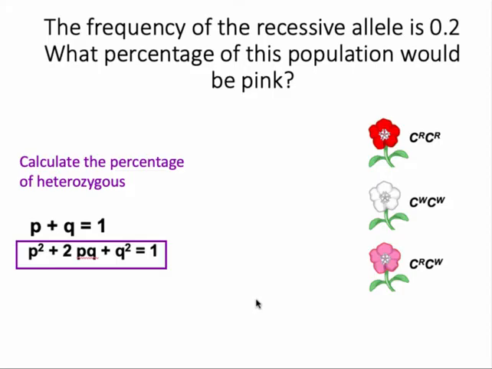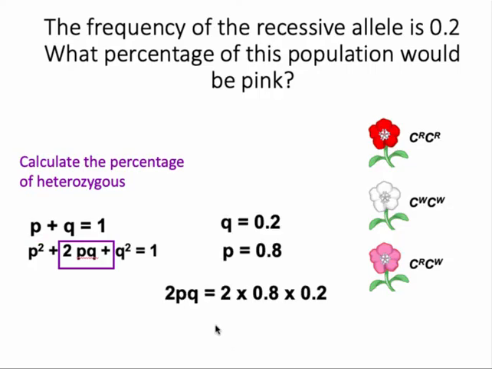And we can use that now to calculate, using this equation, the percentage of heterozygous in the population, which is the term 2pq. So now that we have p and q, we calculate 2pq, which is 2 times p, which is 0.8, times q, that is 0.2. And that gives us that 2pq is 0.32. So 32% of the organisms in this population will have pink flowers, which are heterozygous.